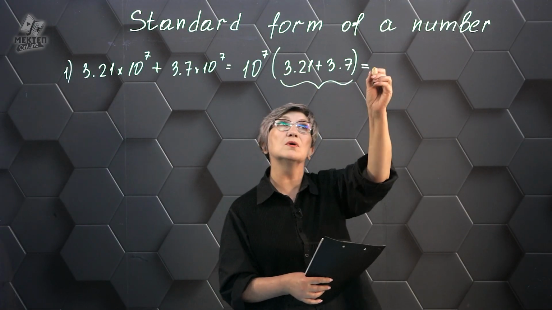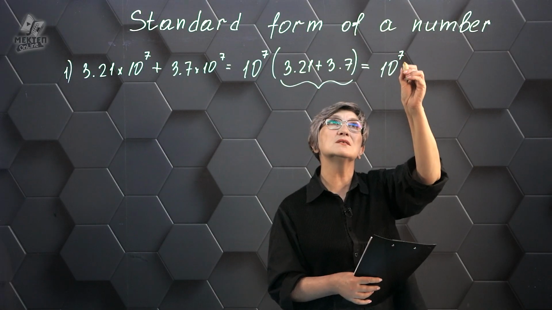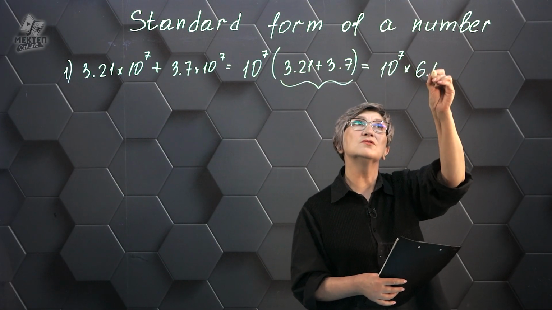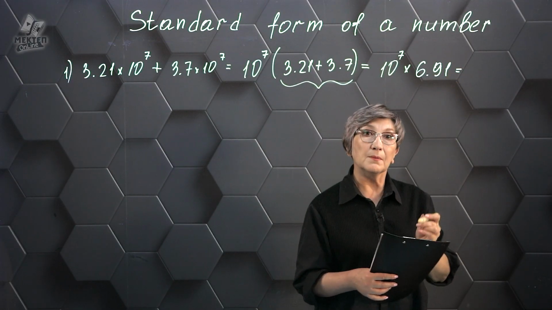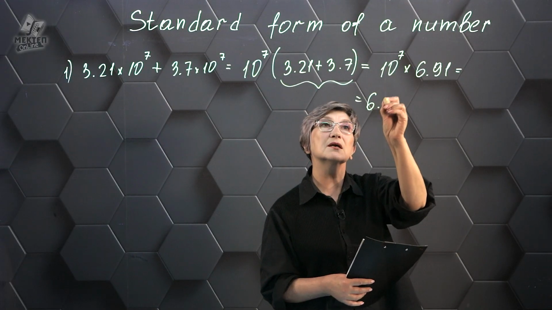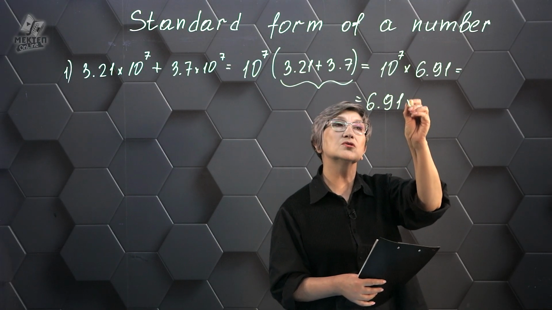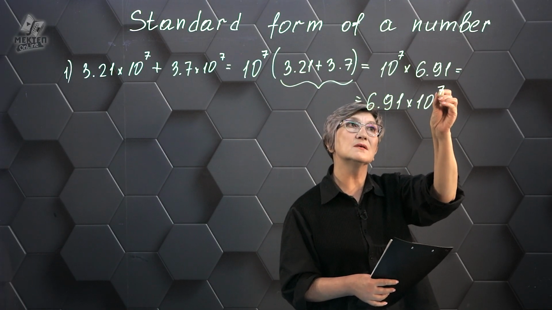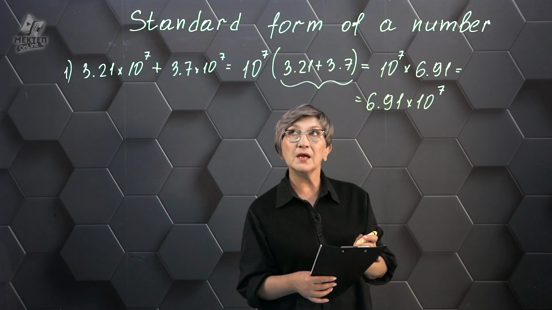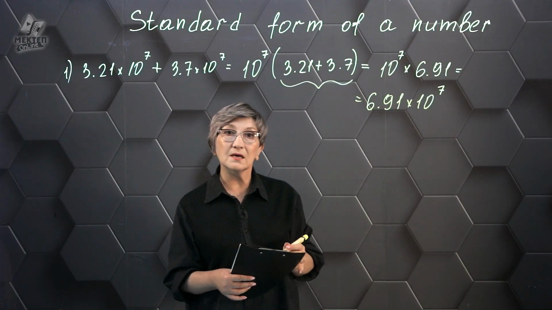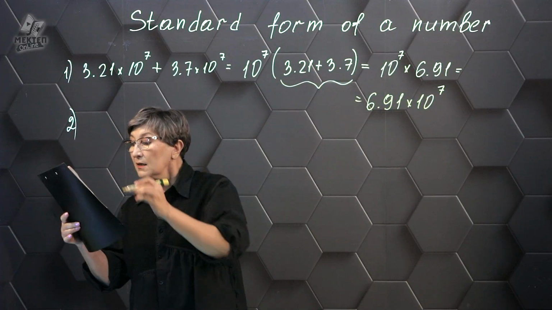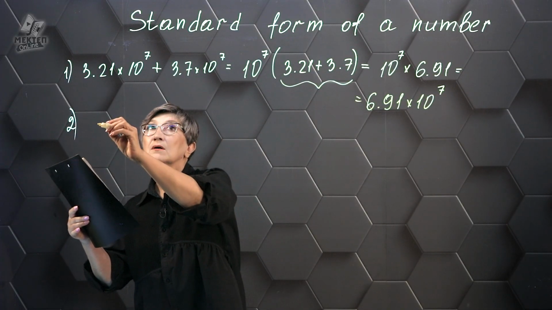As a result, we can find the value of the sum. We get 10 to the power of 7 multiplied by 6.91. According to the rule for writing numbers in standard form, we should write it as 6.91 times 10 to the power of 7. And that will be the answer. We use the same algorithm when we need to find the difference between two numbers written in standard form. Let's solve the next example.